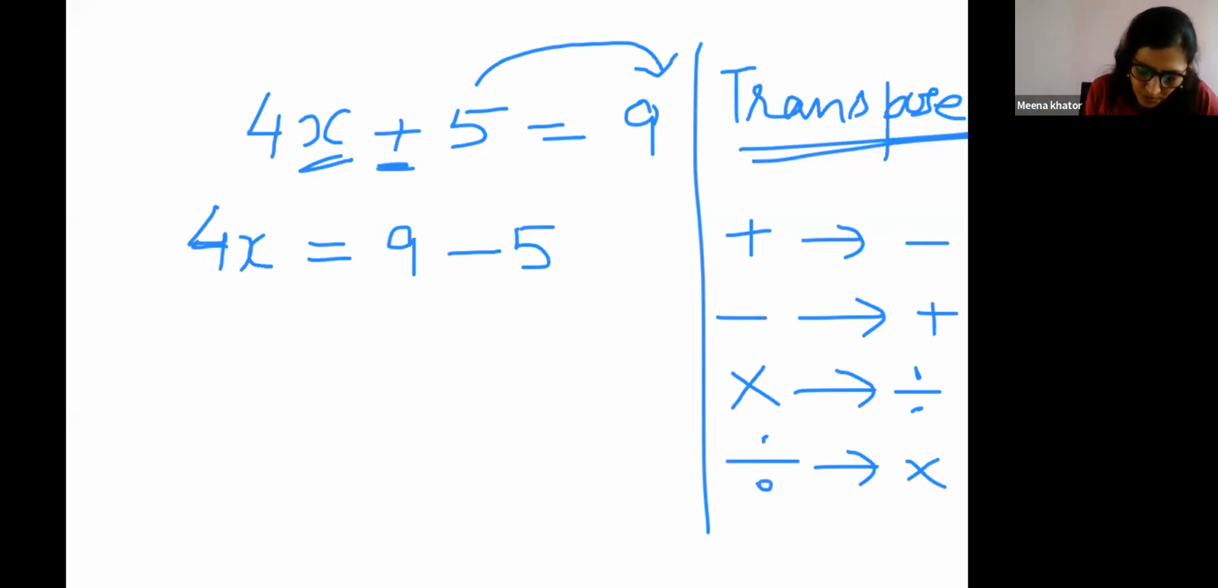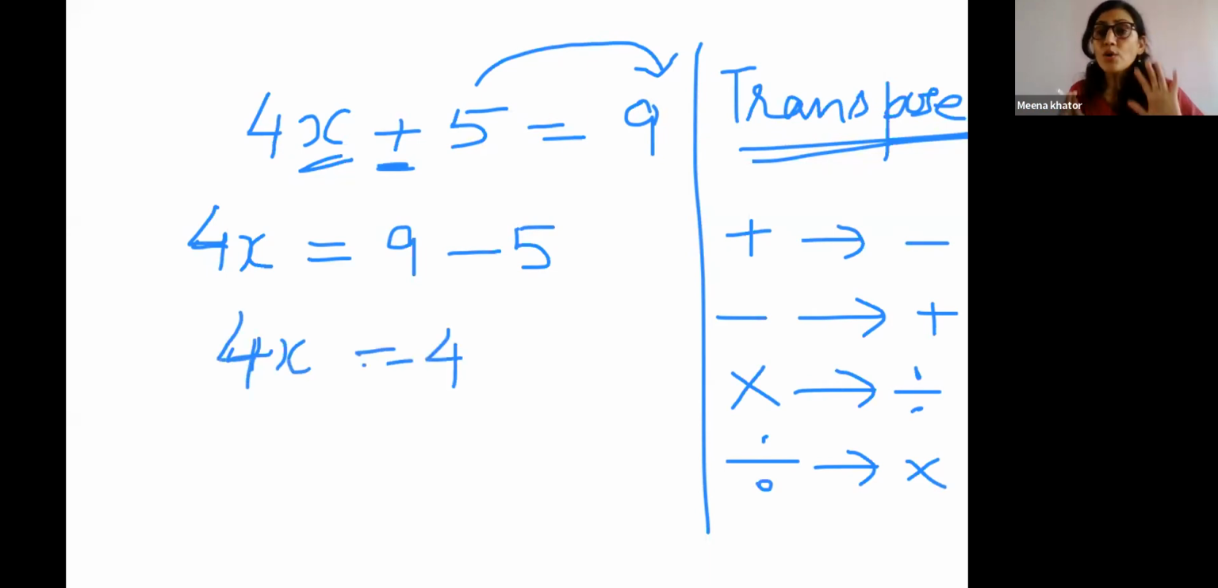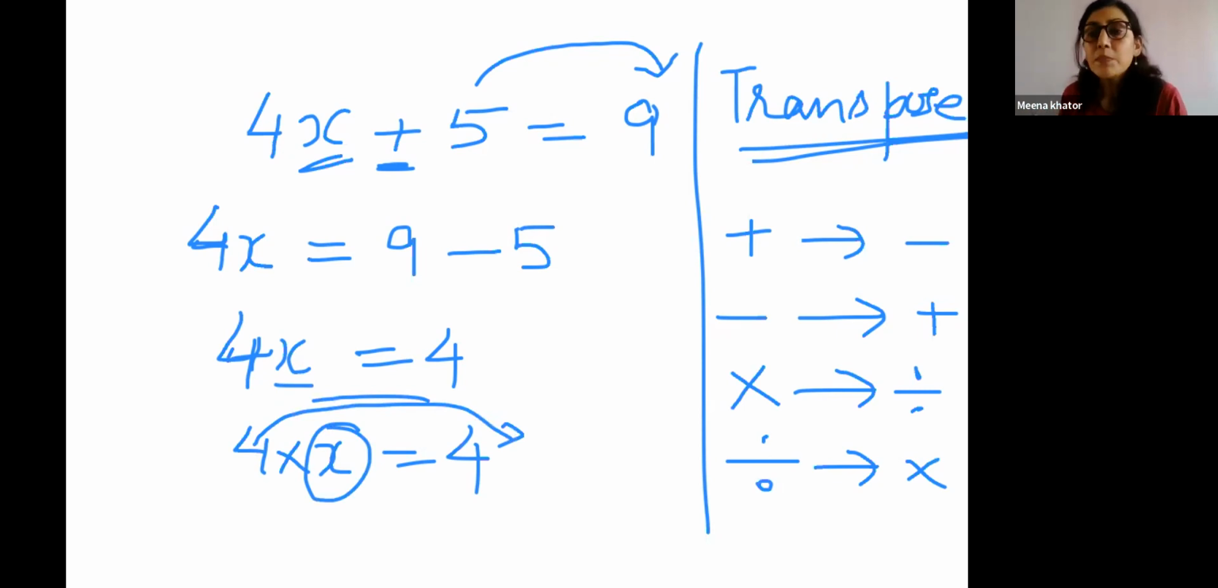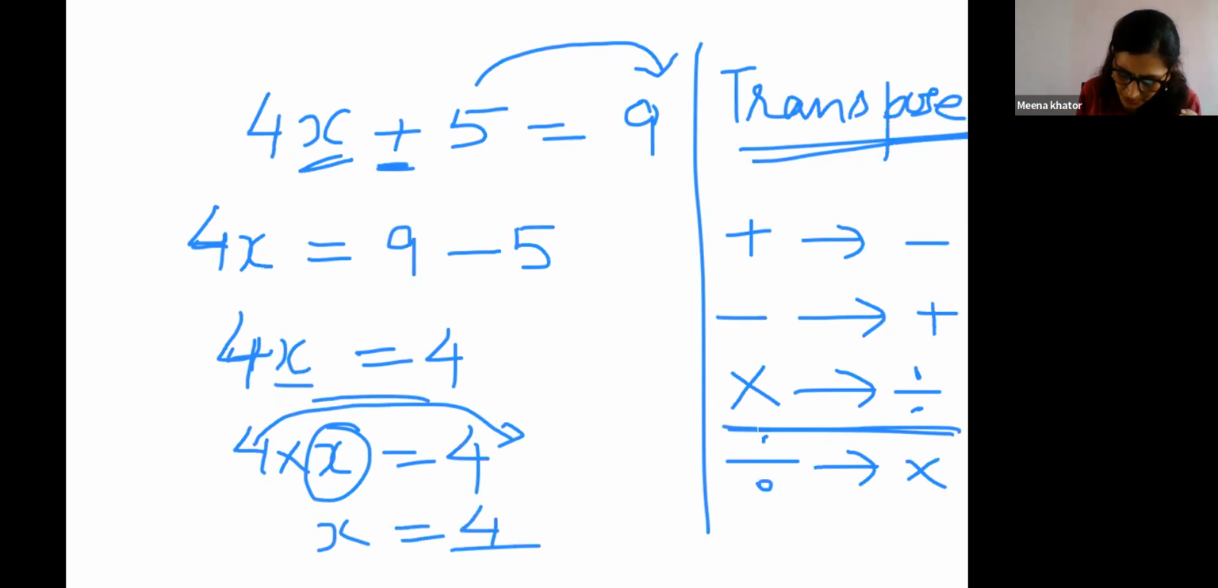So we have 4x is equal to 9 minus 5, which is 4. Now I want only x. You remember I told you when I write 4x, it means 4 is multiplied with x. Do you remember this thing? So now I want only x here, I have to transpose this 4 to the other side. Here it is in multiplication with x. When I move it to the other side, multiplication will become division. So x is equal to 4 divided by 4. And when I divide 4 by 4, my answer will be 1. So the value of x here is 1.